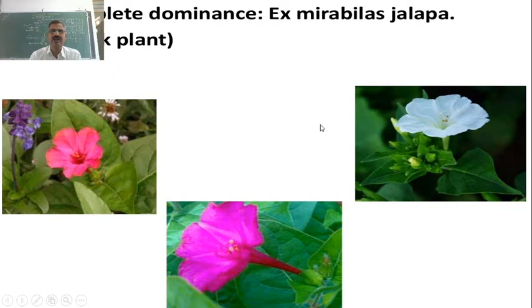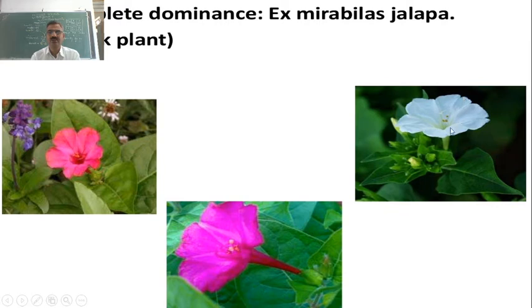And you can find here, this is in the case of Mirabilis jalapa, which is also called 4 o'clock plant. This is another example. We can have Mirabilis jalapa, which is also called, what is another name? 4 o'clock plant. So where you can see red color.